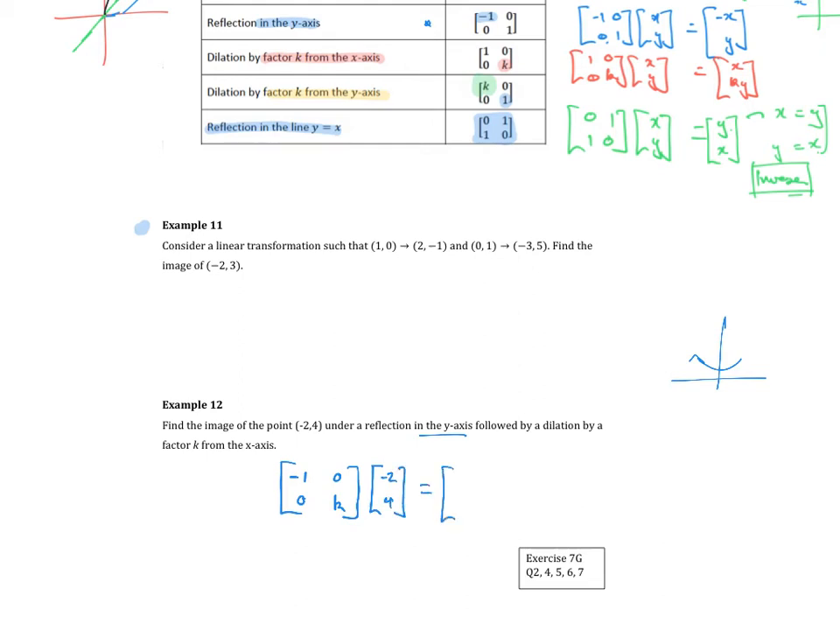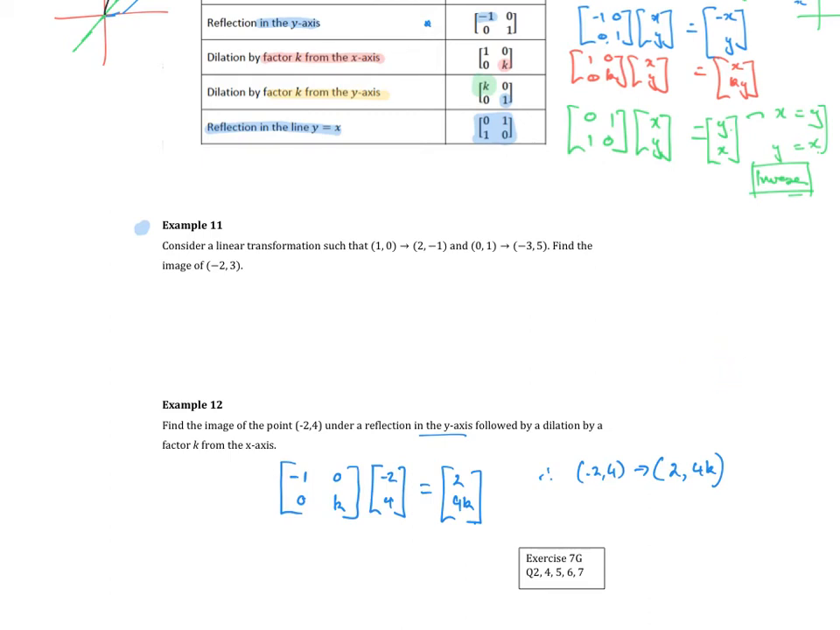And if I do the multiplications, -1 times -2 is 2, plus 0 times k is 0. And then I get 0 times -2 plus 4 times k. So that's what's happened, all right? Therefore, the point -2, 4 becomes the point 2, 4k, all right? That's what that means.